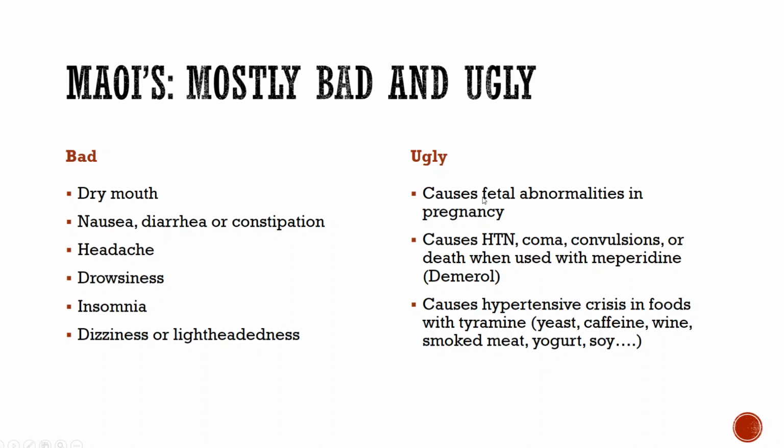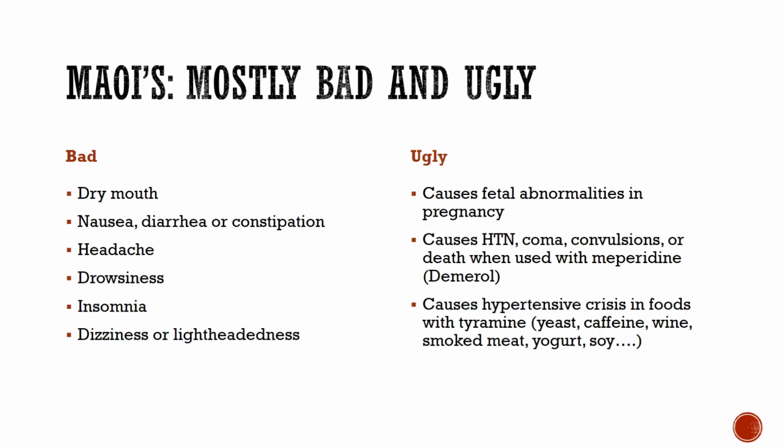So MAOIs, excuse me, are mostly bad and mostly ugly. So the bad side effects that we can get with those is a dry mouth, nausea, diarrhea, constipation, GI effects there, headache, drowsiness, insomnia, dizziness, or lightheadedness. And then ugly here causes fetal abnormalities in pregnancy, and it can cause hypertension, coma, convulsions, or death when used with meperidine, which is Demerol.